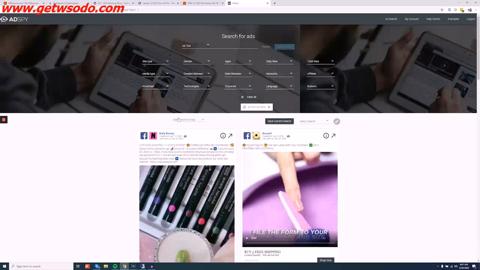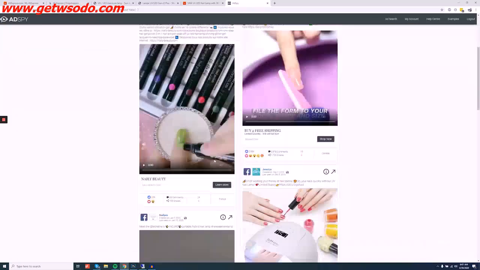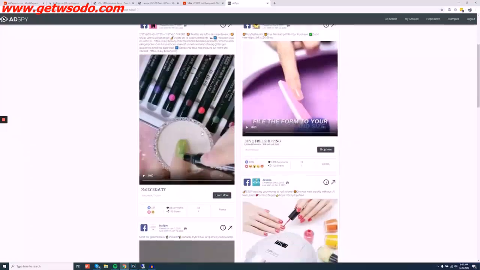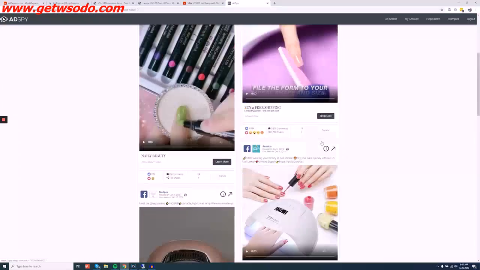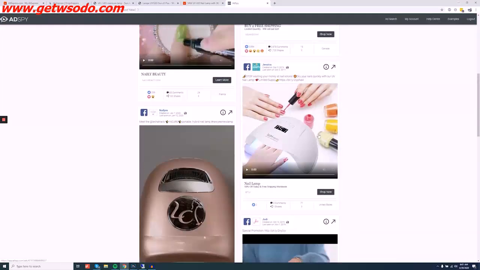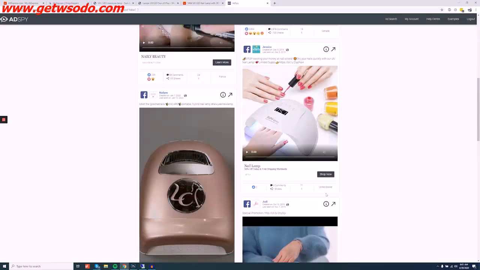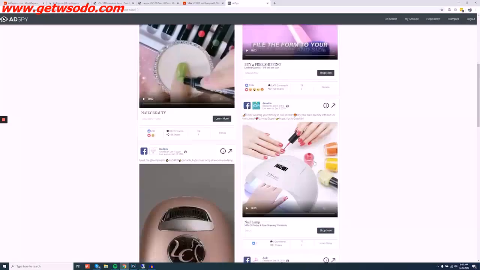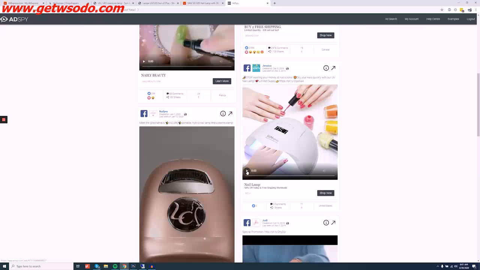It's going to sort this by date, recent on top. So the most recent advertisements will basically be up here. And as you can see right here, we're already starting to see advertisements for this nail lamp. It even tells you what countries this advertisement is coming from. And let's take a look at the video and see what this product does exactly.